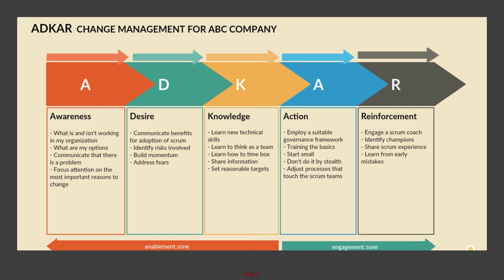In awareness: what is and isn't working in any organization, what are my options, communicate that there is a problem, focus attention on the most important reasons to change. Then desire means communicate benefits for adoption of Scrum, identify risk involved, build momentum and address fears. Then in knowledge, you should have learned new technological skills, learn to think as a team and how to time box, share information, and you should have reasonable targets.